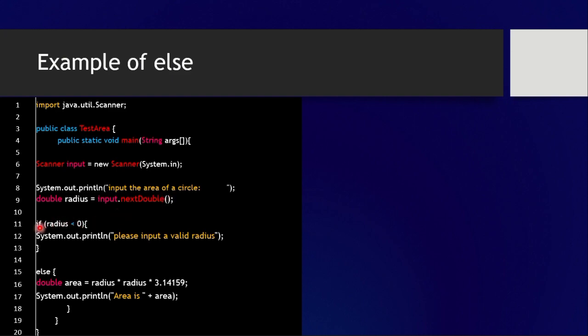So we say if radius is less than 0, meaning if it's negative, system.out.println please input a valid radius. Because the radius of a circle is never going to be less than 0. It's either 0 or above. It's never going to be negative, right? So here we have an else statement that says double area equals radius multiplied by radius multiplied by 3.14159, right? So multiplied by pi. And then we have system.out.println area is equal to area. So we have an if and we have an else, right?